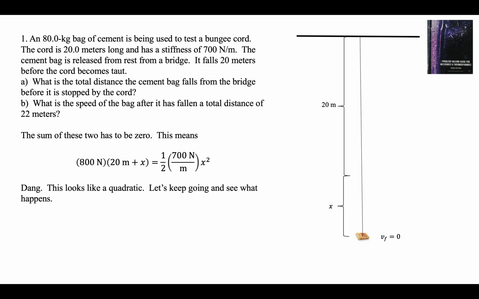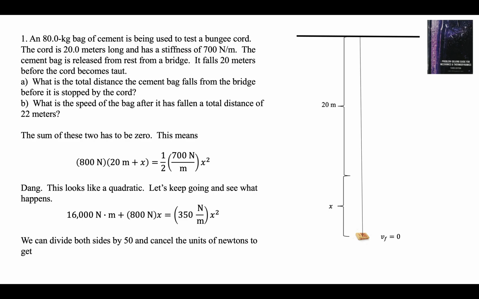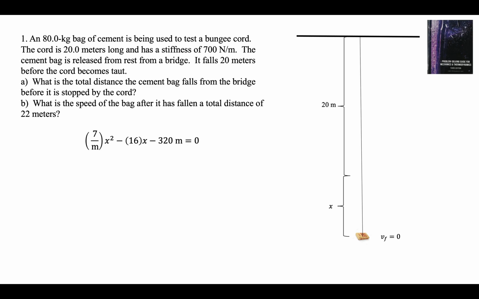Man, this looks like a quadratic. We're going to have a linear term, a constant term, and a squared term. Maybe something good will happen. So let's just multiply it out. Divide by 50. We're just stalling here. Divide by 50, cancel the units of newtons to make it a little bit nicer. It looks like that now. I don't see how to factor it with that 7 there.